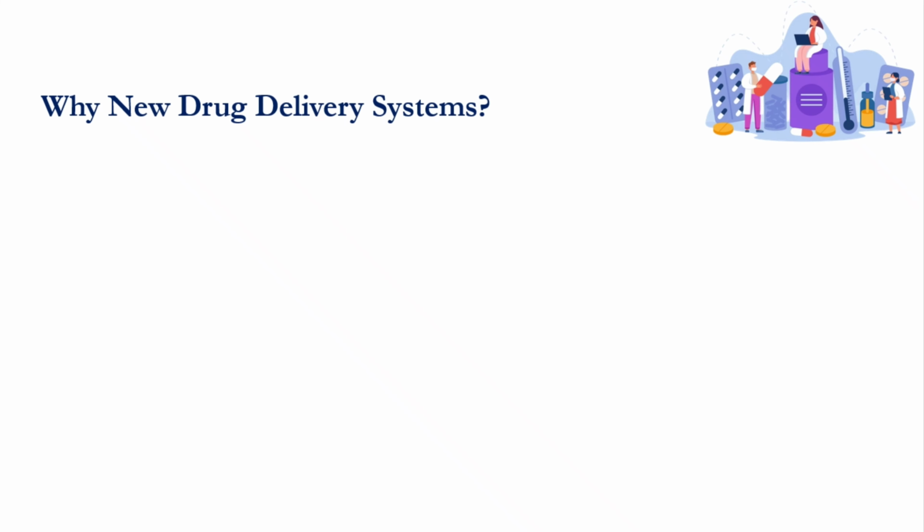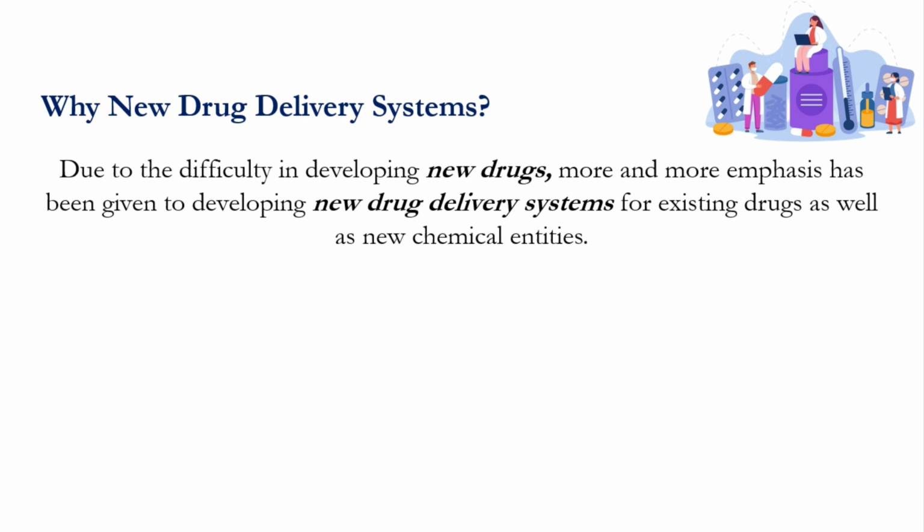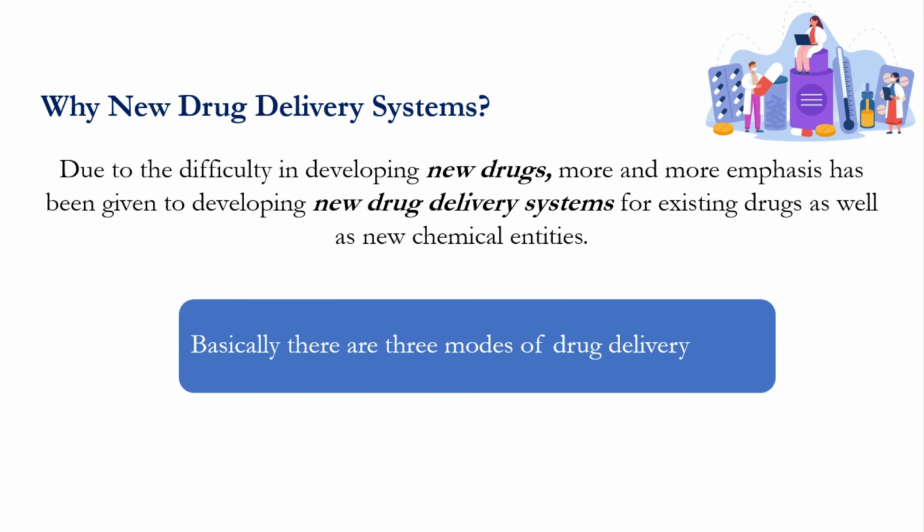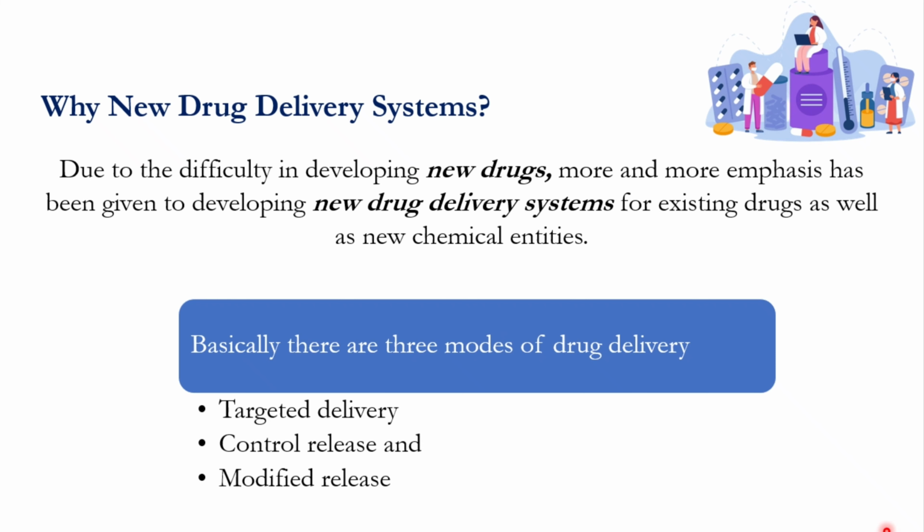We know that developing a new drug takes lots of time and money. So, developing a new drug delivery system is preferred. Due to the difficulty in developing new drugs, more and more emphasis has been given to developing new drug delivery systems for existing drugs as well as new chemical entities. There are three modes of drug delivery: targeted delivery, controlled release, and modified release.